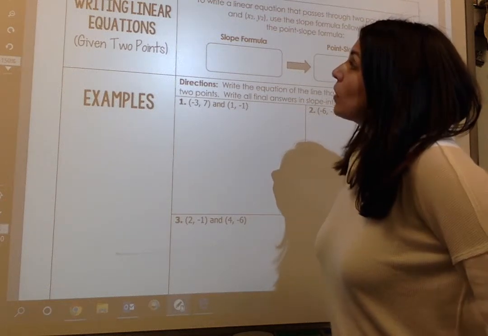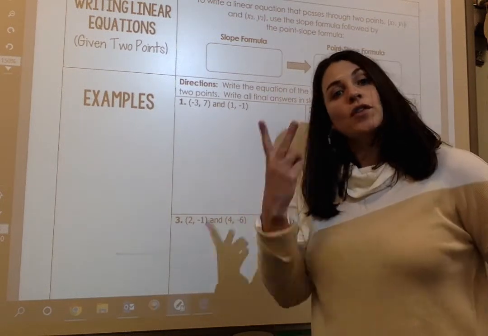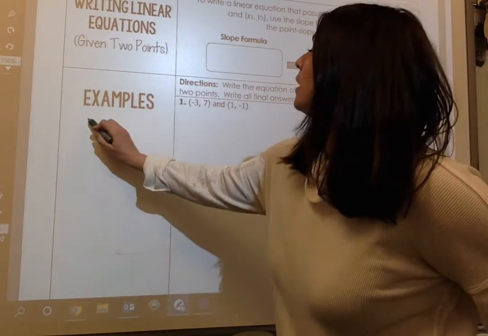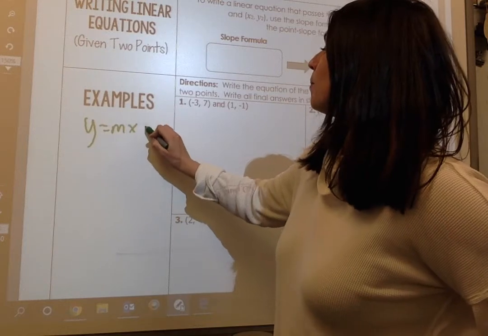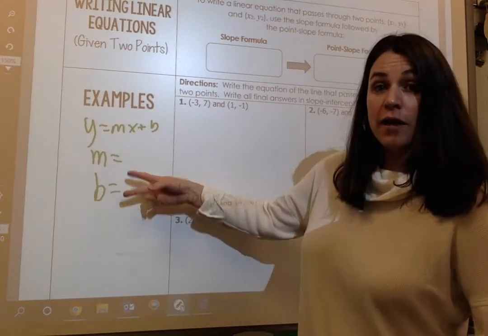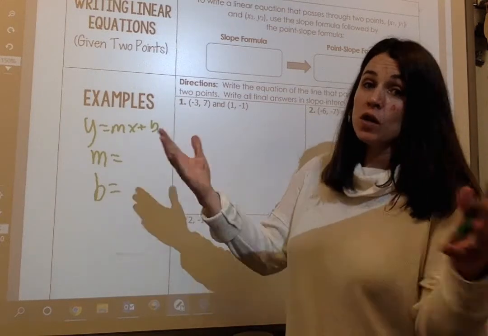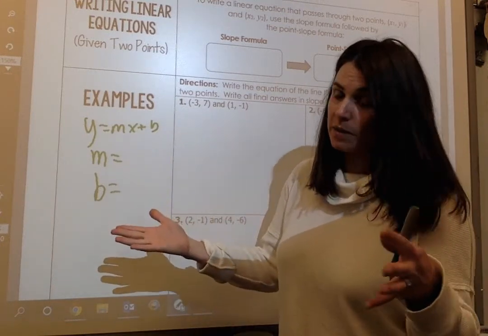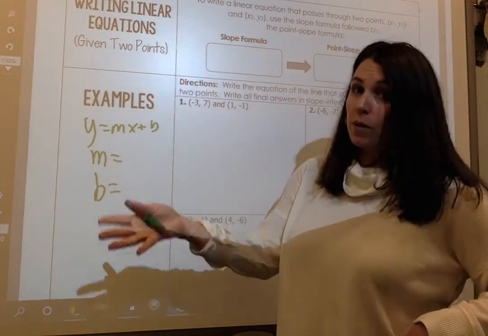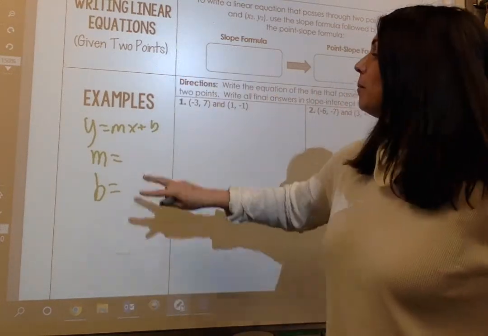Right, now let's take a look at writing linear equations if you're given 2 points. So remember, the goal of writing a linear equation in y equals mx plus b form is that you need a slope and you need a beginning point. If you have a slope and a beginning point, you can turn anything into y equals mx plus b. Last time we looked at point-slope formula if we had 1 point, but now we have 2 points.